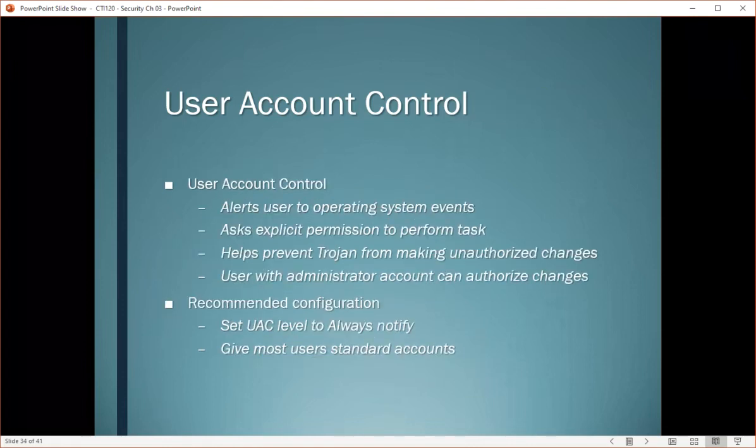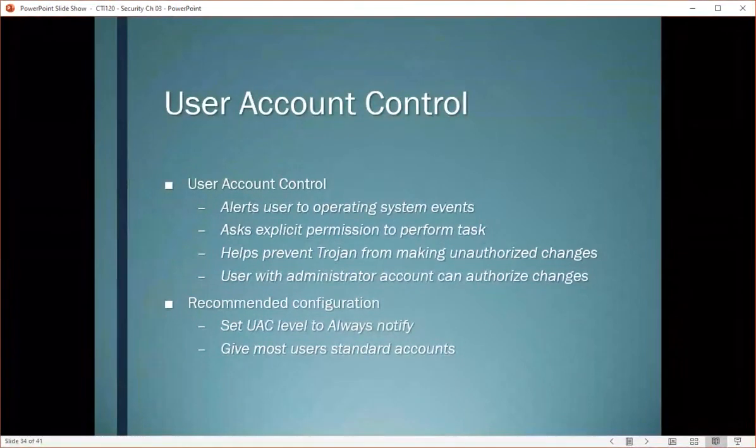So the user account control, when it pops up, will alert you to when an operating system event is triggered that is asking permission to perform a particular task. So if you have a Trojan, if you have a Rootkit, anything like that running, this helps to prevent it from gaining administrative access. Even if you are logged in as an administrator, you will still see this box pop up. Now, as an admin, you can just click yes or no, and it will allow you to proceed as per normal. On the other hand, if you're a standard user, you will have to enter administrative credentials to proceed.